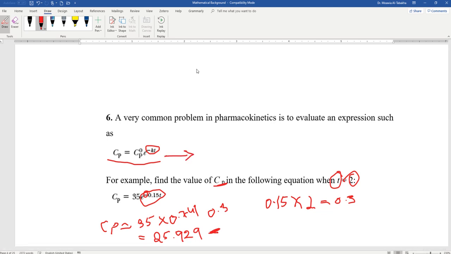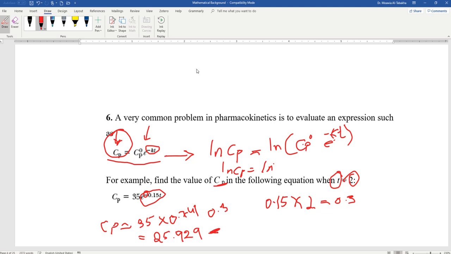Look, this equation I can convert to the following. If I take ln of both sides, ln this side and ln this side, what happens? ln CP is this side, equal to ln, look what is written here, CP at time 0 or initial concentration times e to the power of minus K times T, right? Okay, what do you do when you have ln of something multiplied by something else? Look what happens. ln CP from this side will be equal to ln CP0 plus, because of multiplication, ln e to the power of minus K times T.